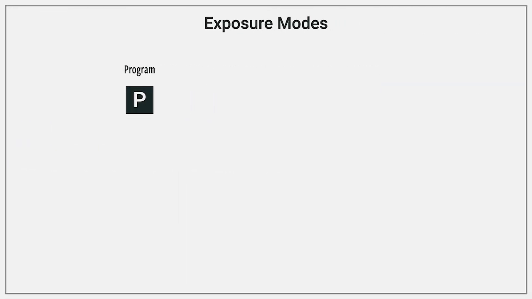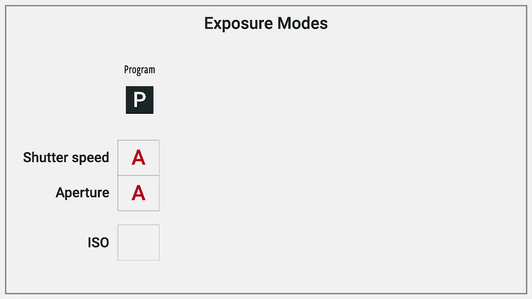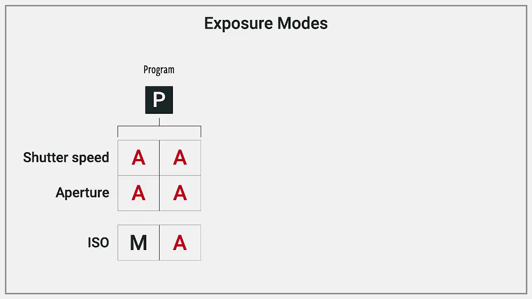So let's go back and explore our exposure mode options. If you want to do program, where the camera is really taking care of business for you, automatic shutter speeds, automatic aperture, you can choose your own manual ISO setting if you want, or you can have the camera take control of it. In any case, that's all the program mode.